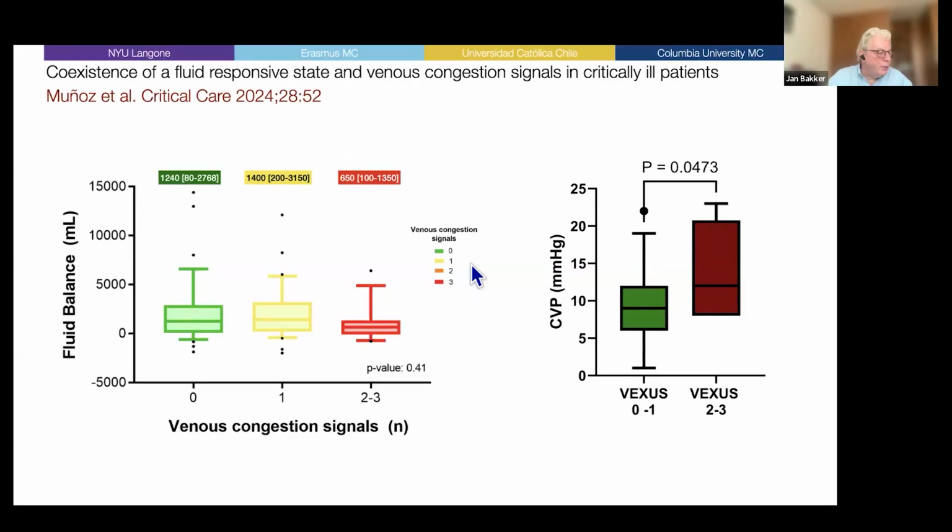We just recently published a study where we showed that the presence of venous congestion has nothing to do with fluid balance, has nothing to do with even fluid responsiveness. So you can be congested and fluid responsive. It has, of course, something to do with CVP, because that's a marker, or let's say a cause of venous congestion. And so don't think about fluid balance, and be careful with fluid responsiveness, because you can have a congested organ while there is still an increase in cardiac output when you get fluids.